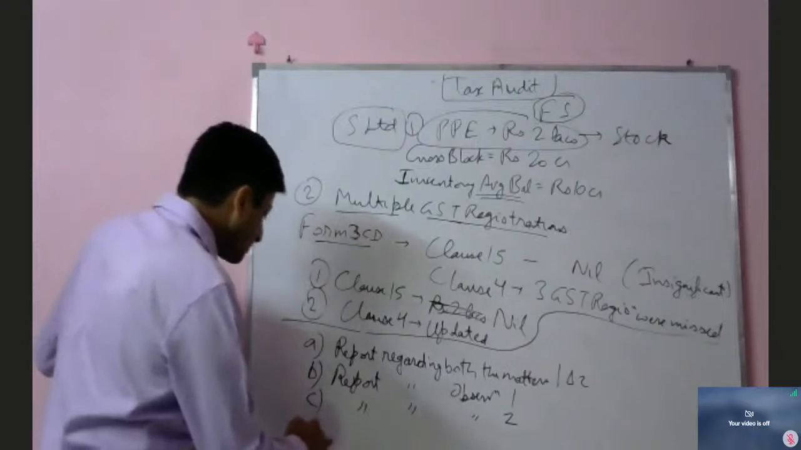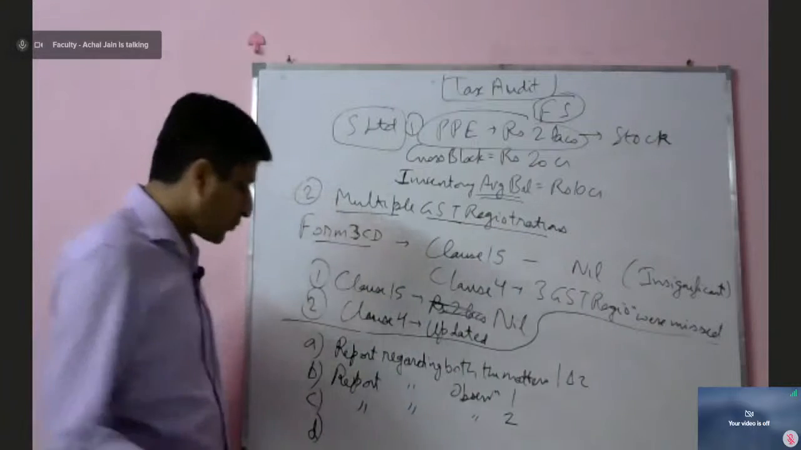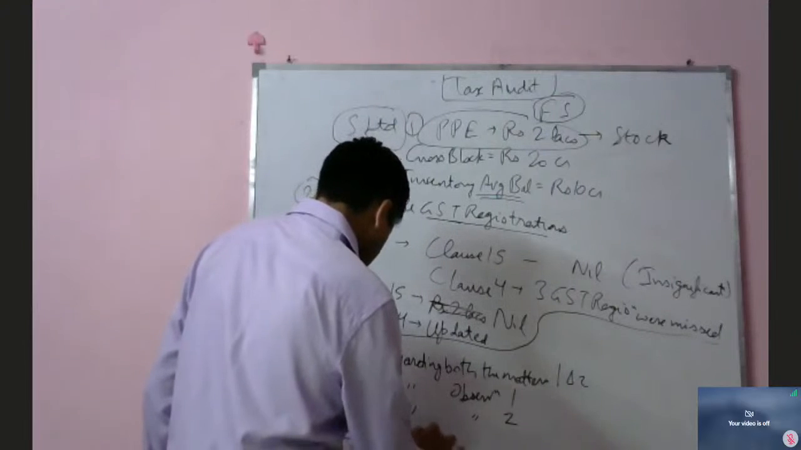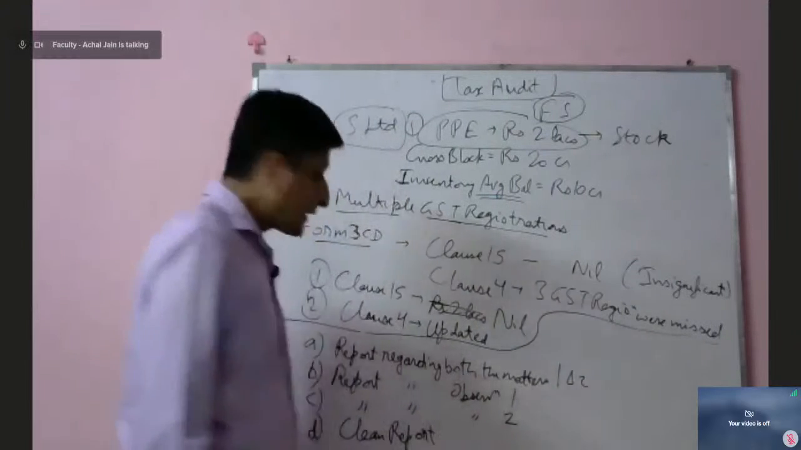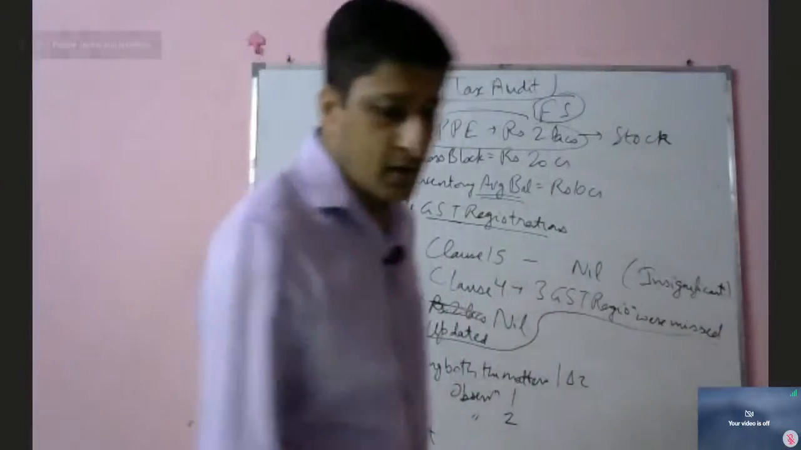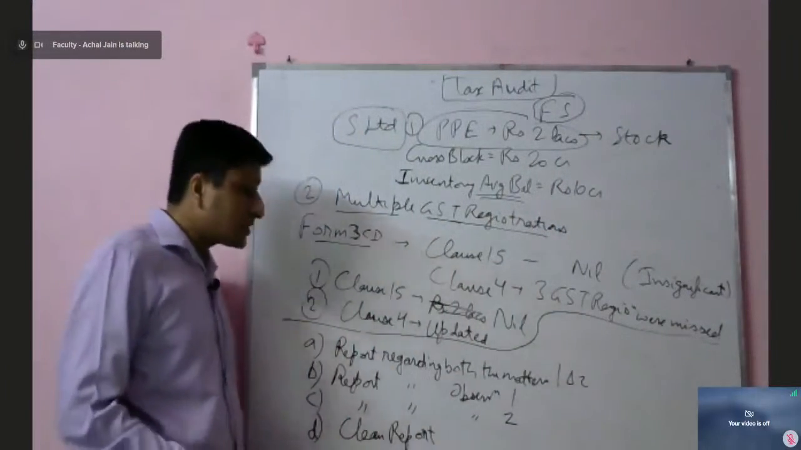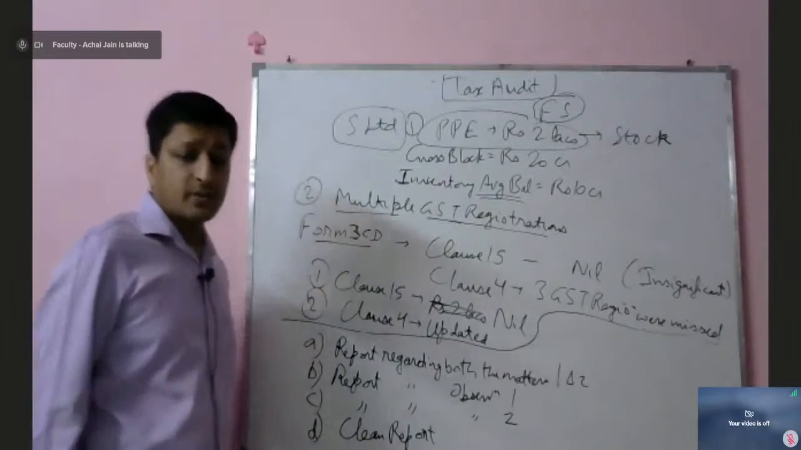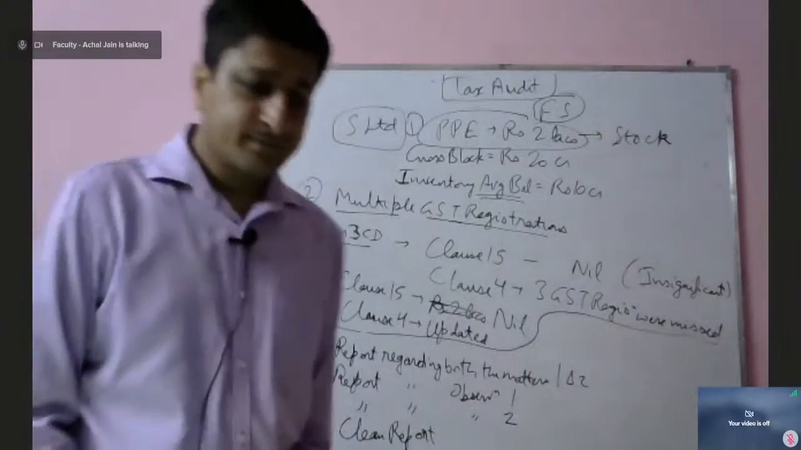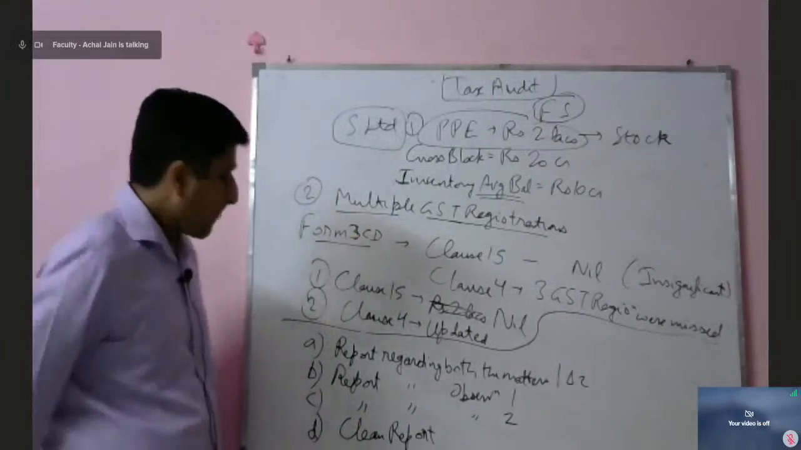Fourth, the auditor should give a clean report. So these are the 4 options which seem to be available to this auditor, and we need to decide out of these options which one will be considered to be the best one in respect of this auditor. So let's analyze all of these options one by one.